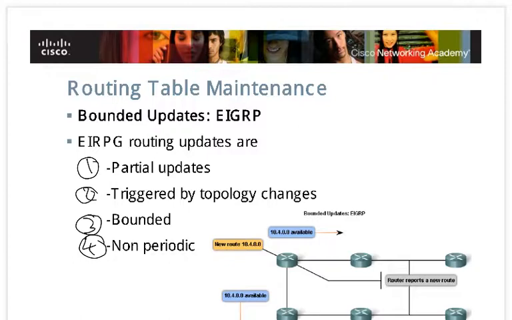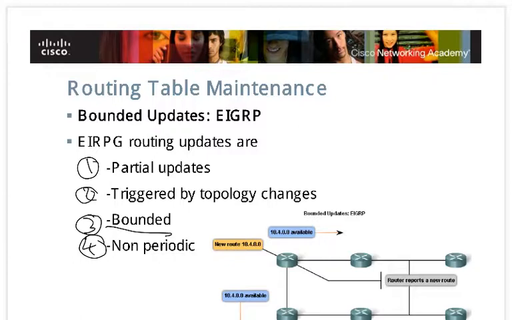Okay? Bounded talks about the fact that you report the change to the routers that will get affected by the change. Okay? So you don't by default use one hub broadcast. You report this change to the routers amongst the neighbors that get affected by this change. Okay? So this is the difference between partial, bounded, and trigger based.